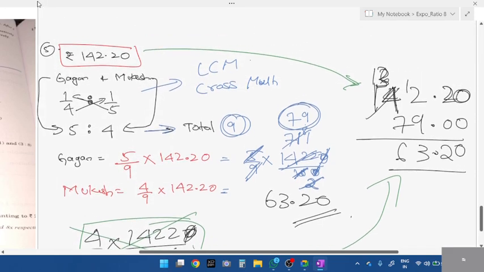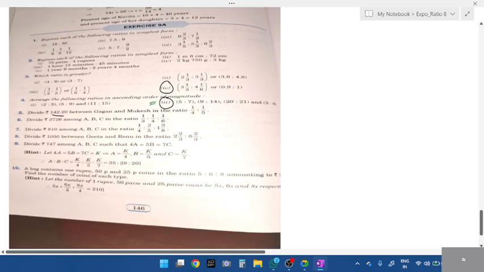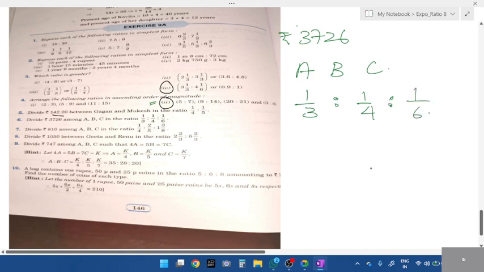Next one. Okay. Divide. How many people are there? How much do you have to divide? 3007 divided among how many people, students? Among A, B, and C. What is the ratio? 1 is to 3. 1 by 4 is to 1 by 6. If denominator is there, how do you eliminate them? Which method do we use to eliminate?